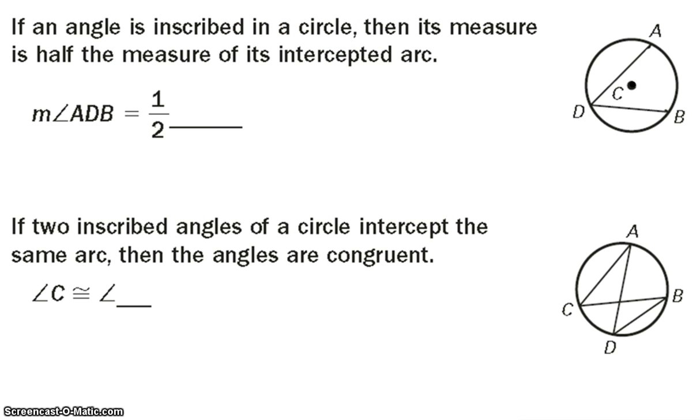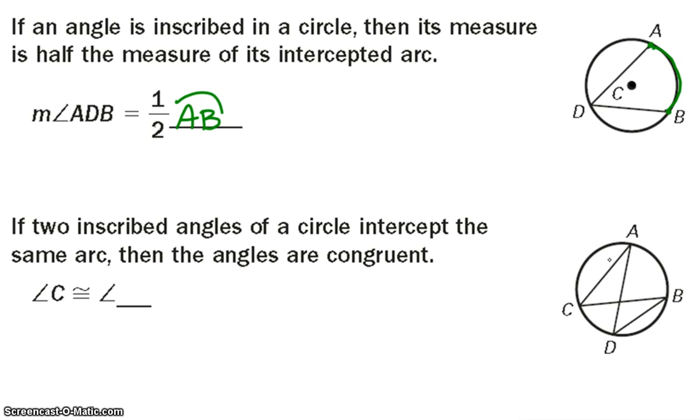Alright, so here are the theorems that apply to inscribed angles. First we have, if an angle is inscribed in a circle, then its measure is half of its intercepted arc. Now I briefly mentioned that at the first title slide of this. So this is the intercepted arc here, arc AB. This arc, whatever the measure is in degrees, if I divide that by 2, I'll get the measure of angle ADB. So the measure of angle ADB is going to be half of arc AB.